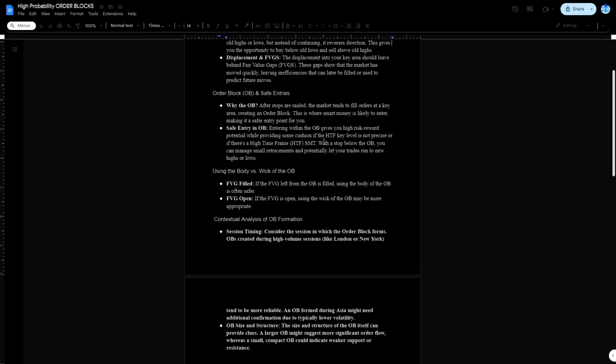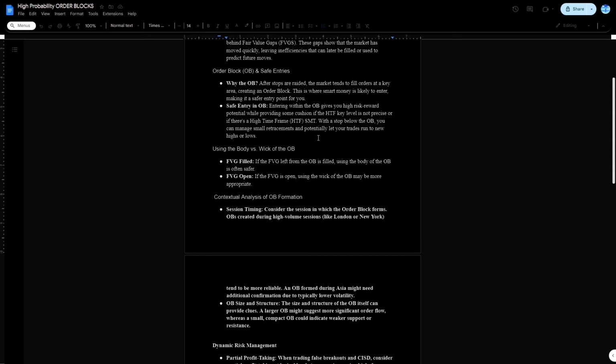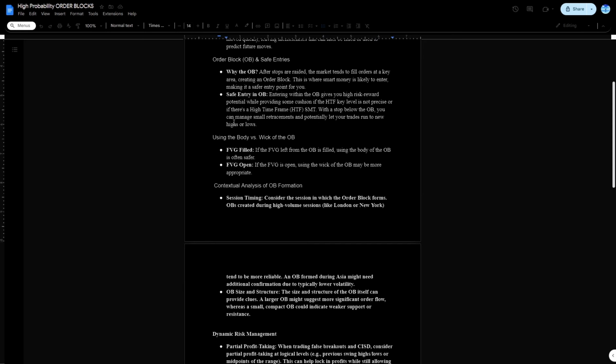frame key level. If it's not super precise, if there's a high time frame SMT or something like that, you can manage the small retracements and potentially let your trade run to the new higher highs or lower lows. Using the body or the wick of the FVG, if the FVG is filled, if there's no FVG from the order block on a higher time frame, but there is a lower time frame, usually that FVG will be filled and come in and touch the body of the order block.